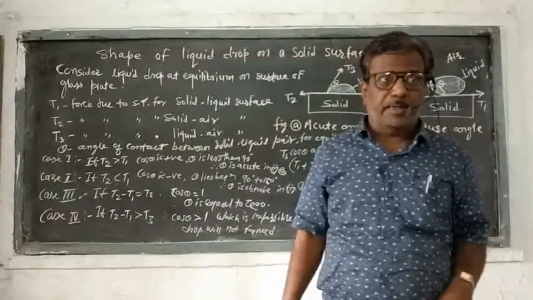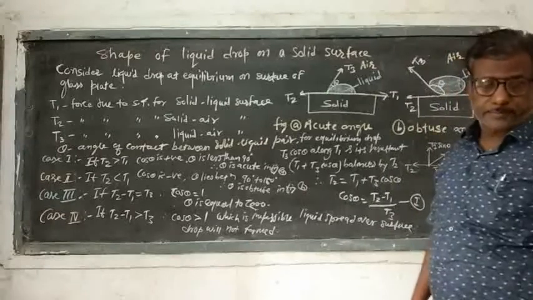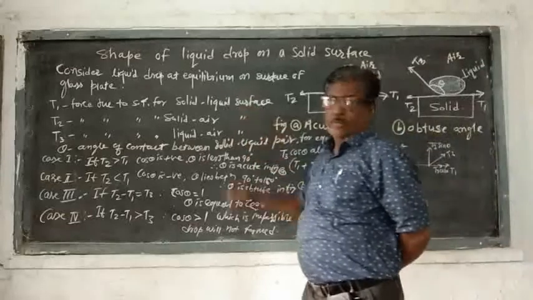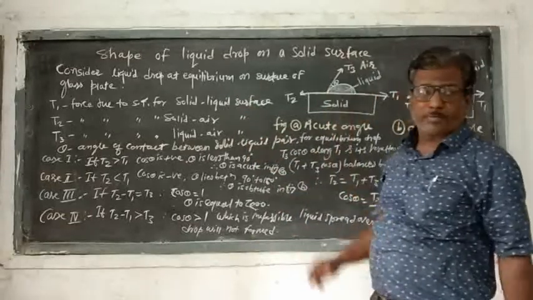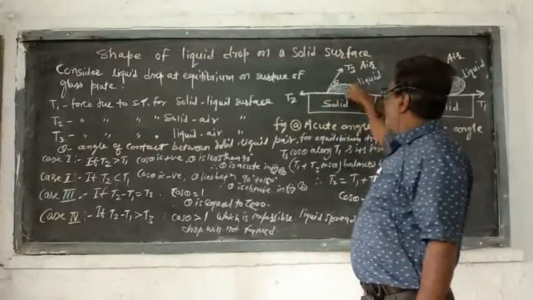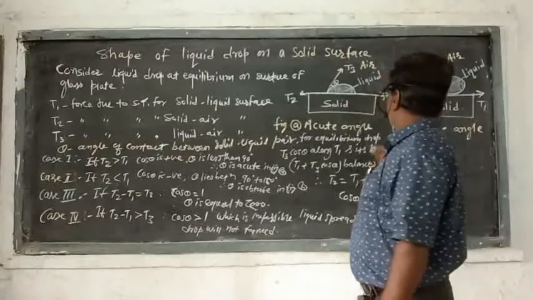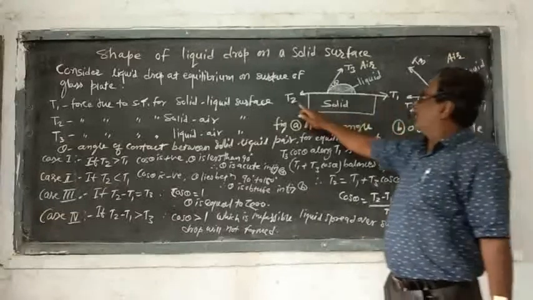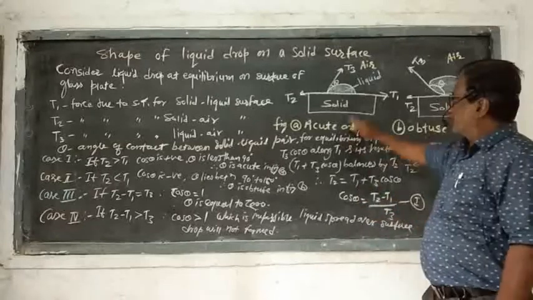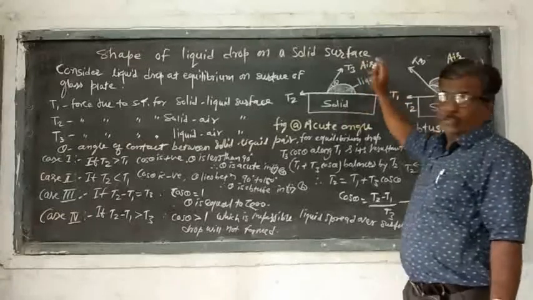So our next article is shape of liquid drop on a solid surface. Consider a liquid drop at equilibrium on the surface of a glass plate. Here we have to take a glass plate. On this glass plate we drop a liquid drop. Then there are three forces, that is T1, T2, T3, and there are three surfaces. This is the solid surface, this is the liquid surface, this is the air surface.